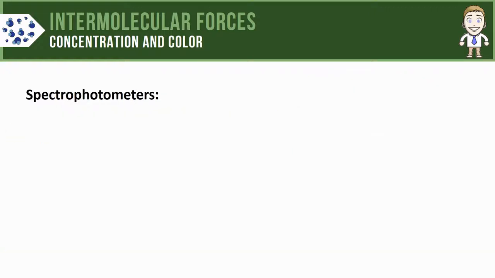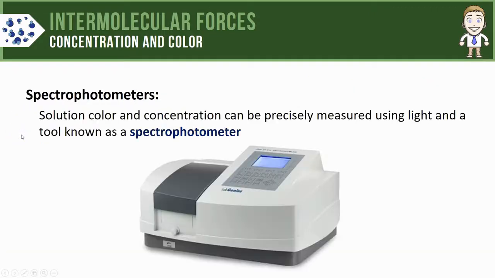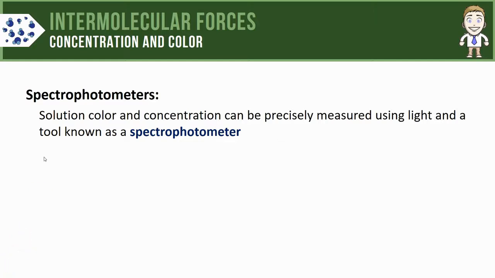Most chemistry labs have a special device that can make this process a little more precise. Solution color and concentration can be precisely measured using light that's shined through a solution using a tool known as a spectrophotometer, and there's lots of different types. They sit on top of the lab table and look generally like the one shown. So here's what a spectrophotometer does.